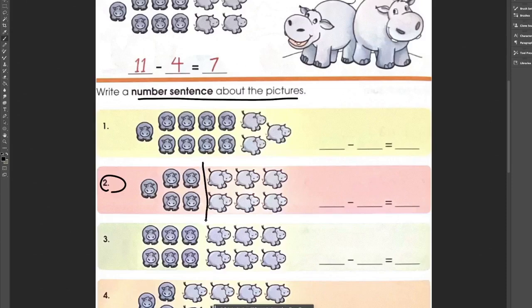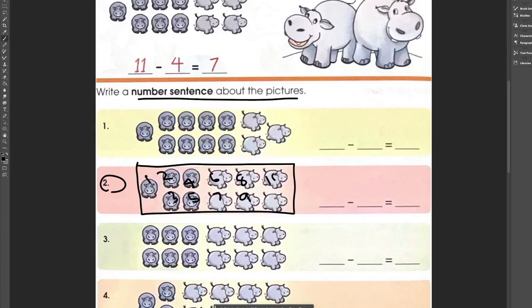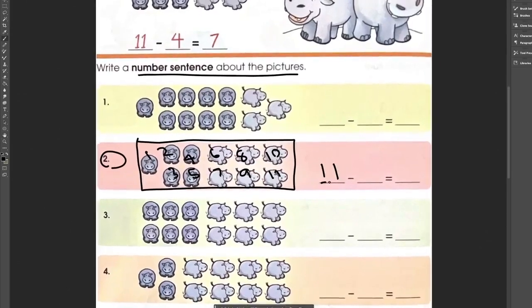So it seems that we've done this before. And the last time we did this, we counted the total amount of things, or in this case hippos, in the picture. So let's just do that really quick. 1, 2, 3, 4, 5, 6, 7, 8, 9, 10, 11 hippos. So 11 is our original amount, or our number on the left here. And we can see that the hippos on the right here are the ones that have left, or are leaving. So we have to count this amount as well.